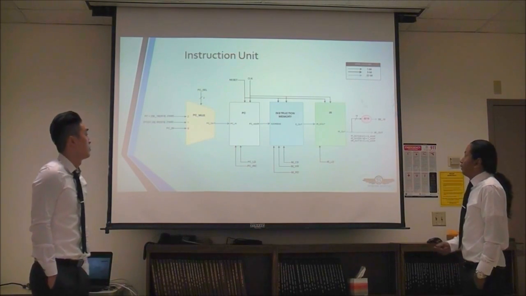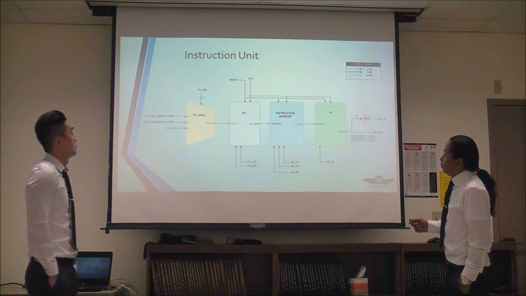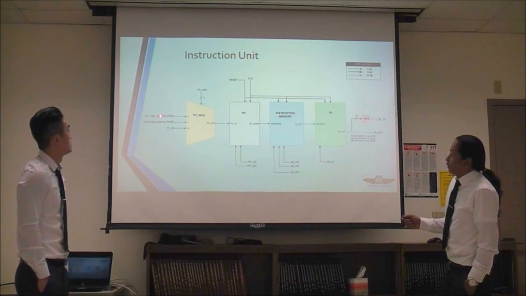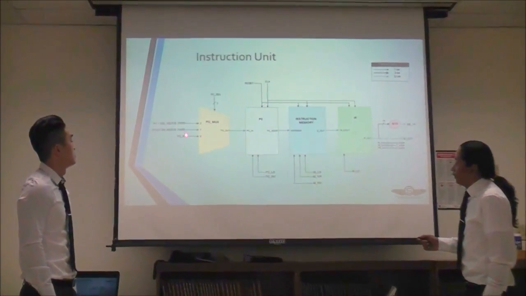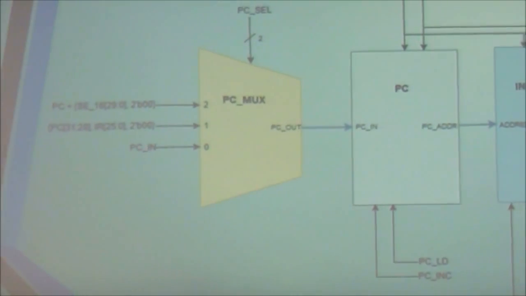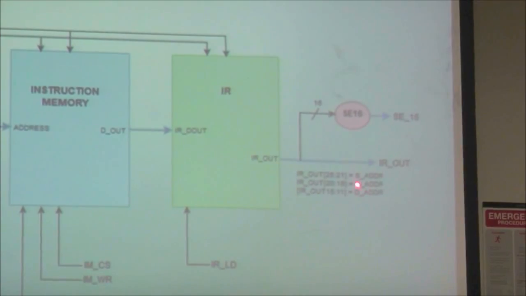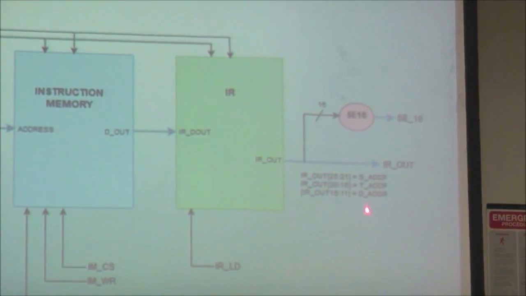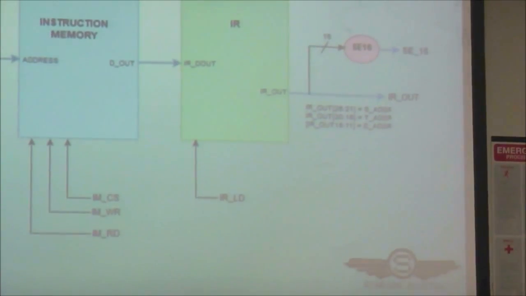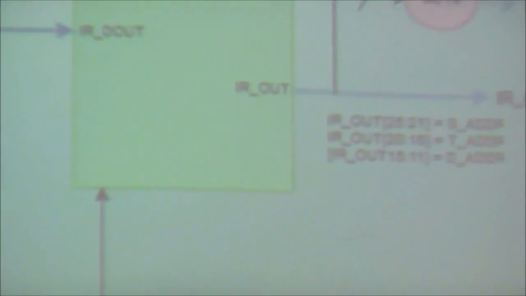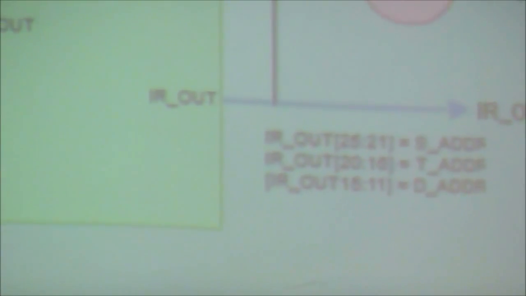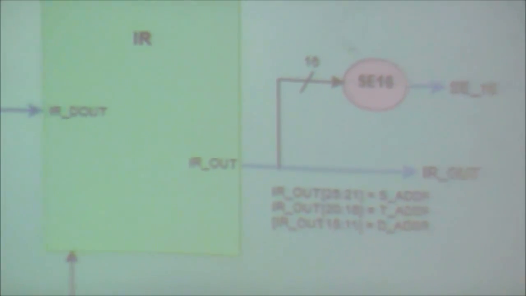So here's an example of an instruction unit. Basically, these are the jump address and branch address, and then PCN. We're using IR 25 to 21 for S address, 20 to 16 for T address, and 15 to 11 for D address. And then we have a sign extension for immediate instructions.